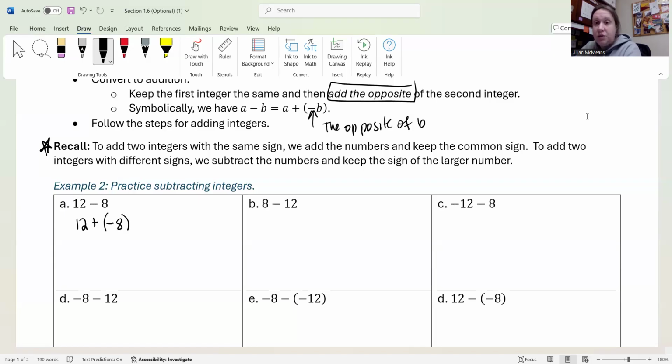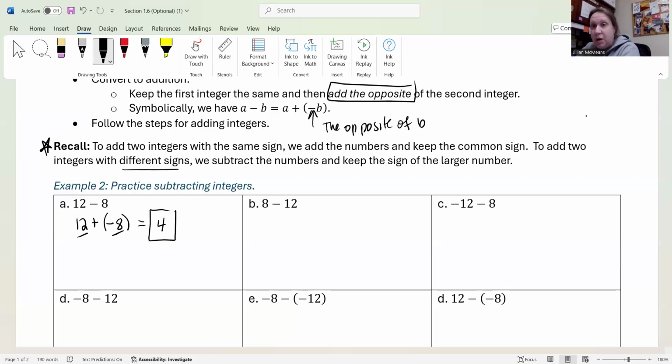So now we're adding two numbers with different signs. So we subtract the numbers and keep the sign of the larger number. So I would take 12 minus 8, which is 4. But now we have to decide, is this positive 4 or is this negative 4? So I always ask myself, did I have more positive or did I have more negative? Well, I have 12 positives, but I only have 8 negatives. That means I have more positives than negatives. So the answer here is going to stay positive 4.